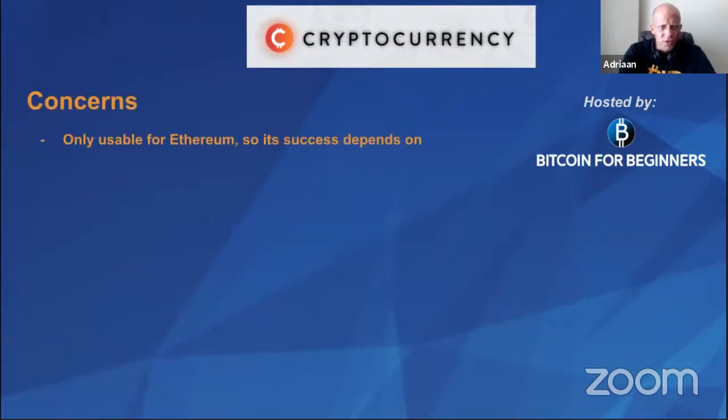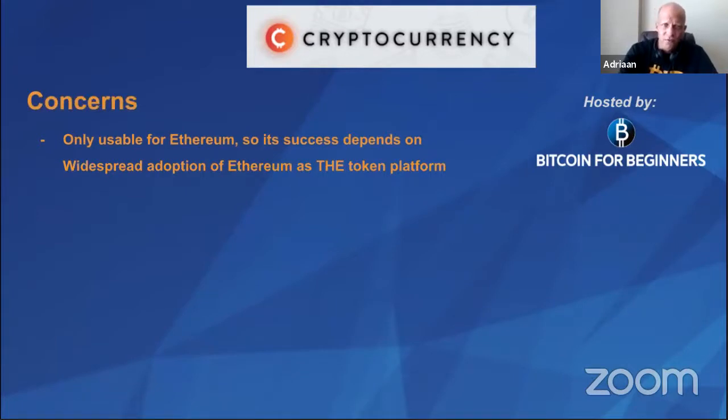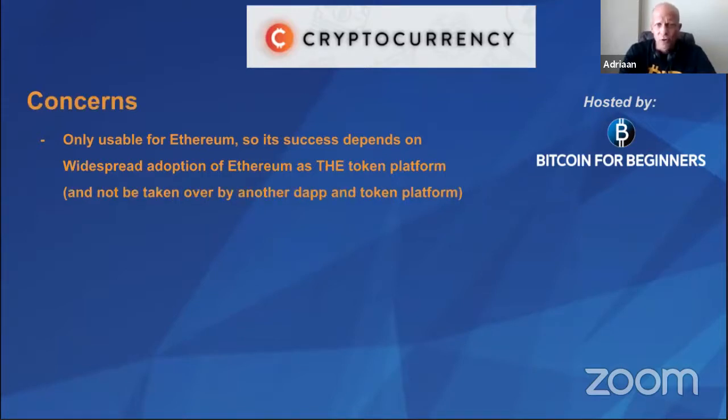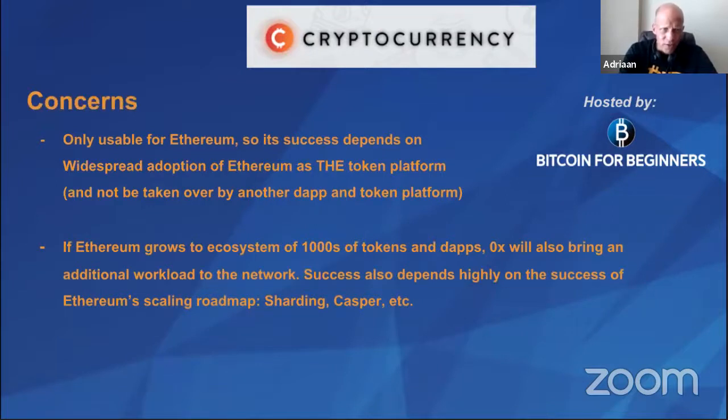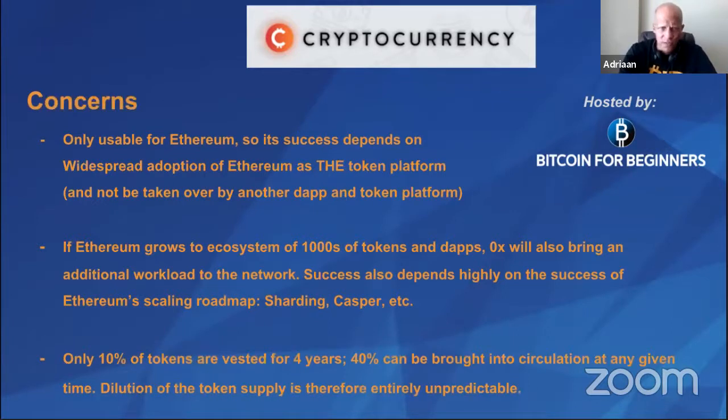Some of the concerns: it's only usable for the Ethereum network. So the success of 0x greatly depends on the widespread adoption of Ethereum as the token platform and the dApp platform, and not being taken over by another dApp or token platform. If Ethereum grows to an ecosystem of thousands of tokens and dApps, 0x will also bring an additional workload to the network, even as those other apps and tokens. Success therefore also depends highly on the success of Ethereum's scaling roadmap, such as sharding, Casper, etc.